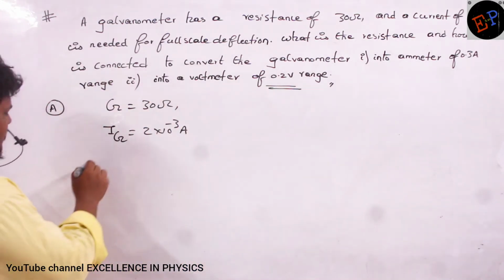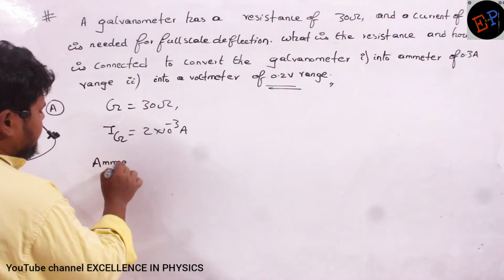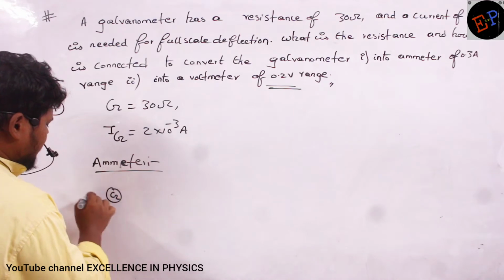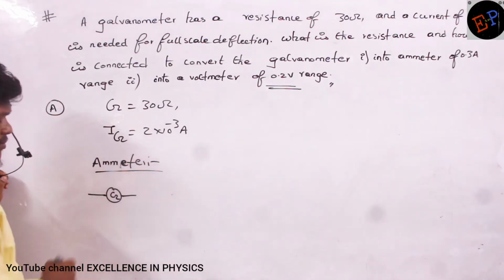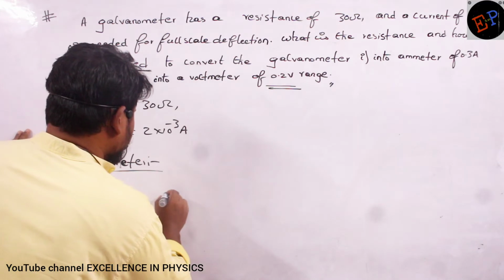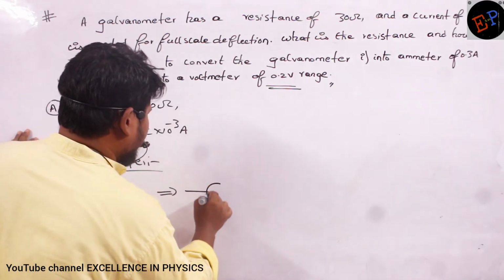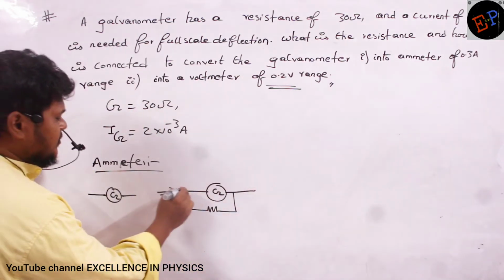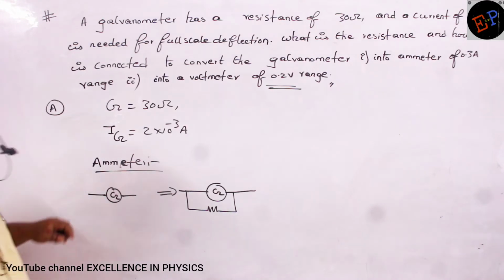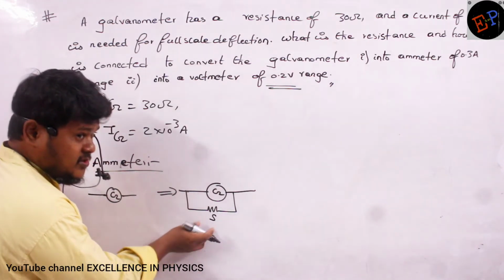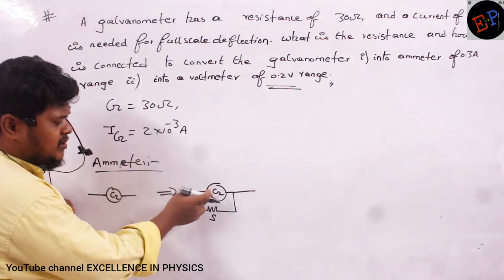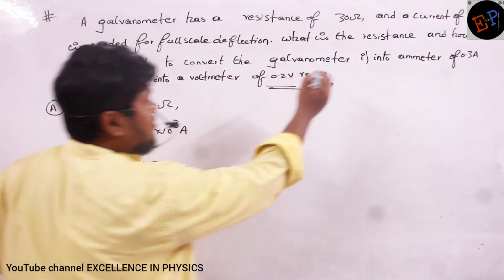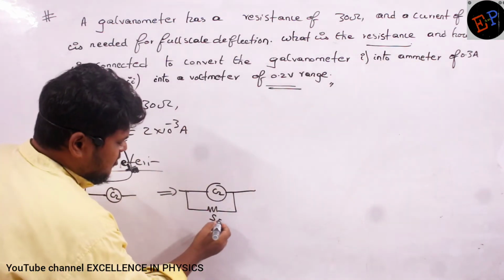First, let us see how we can connect an ammeter. If this is a galvanometer, I can convert it into an ammeter by connecting a very small resistance in parallel to the galvanometer. This is the method of conversion. This resistance is called the shunt, a very small resistance, where G is the galvanometer, also called the resistance of the galvanometer. So he is asking us to find out this shunt value.